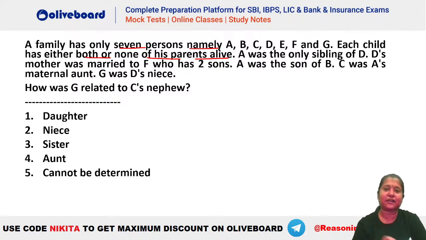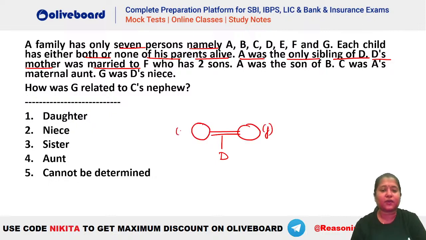ठीक है, एक का नाम लिखा है तो दूसरे को भी आपको बनाना पड़ेगा. Now it is given A was the only sibling of D. So we know that A was the only sibling of D and D's mother was married to F. So we know that D has a mother here. Let's say this is your D. So D has a mother. Okay, अगर D की mother है, so father भी होंगे. Okay, if D has a mother, I'll represent everybody by circle only. I'll write M for male, F for female. ठीक है.